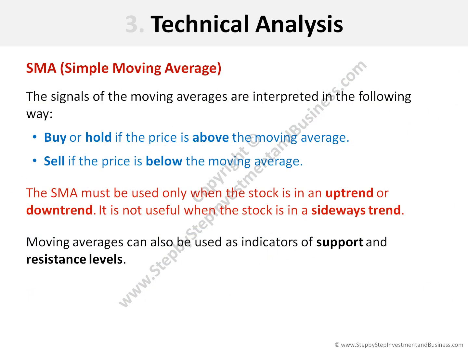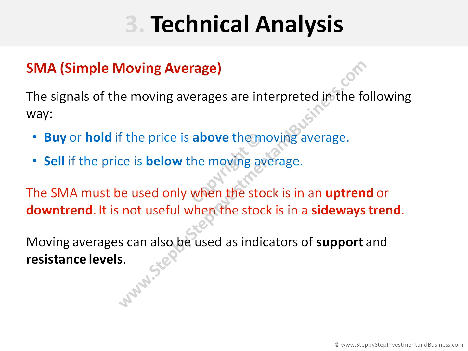The signals of the moving averages are interpreted in the following way. Buy or hold if the price is above the moving average, and sell if the price is below the moving average. The simple moving average must be used only when the stock is in an uptrend or downtrend. It is not useful when the stock is in sideways trend. This is very important to note. If we are going to use the simple moving average, the stock must be in an uptrend or downtrend clearly.